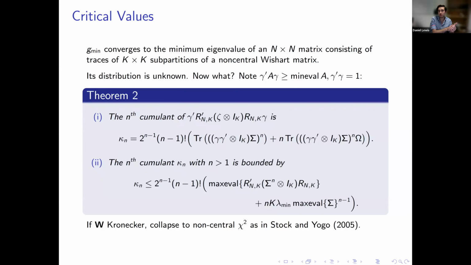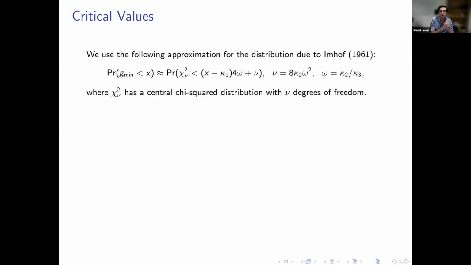If the covariance matrix W has the Kronecker structure, as in Stock and Yogo, these cumulants actually collapse exactly to those of the non-central chi-squared distribution, which is the limiting distribution that holds for the Stock and Yogo test statistic. So we have cumulants, we still don't have critical values. How do we get to these critical values?